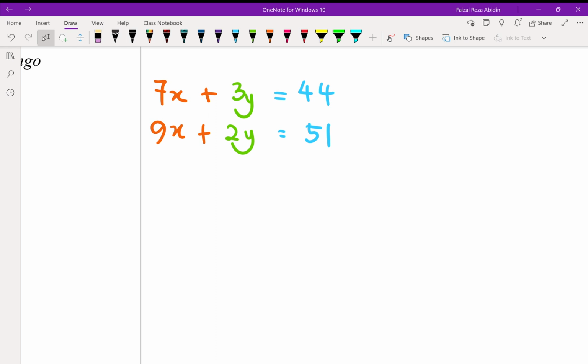Okay, so which method are you going to use? Graph lah, graph tak nak. So have 2 methods. Which method are you going to use? Elimination. Okay, your friend said she chooses elimination. So with elimination, you are going to decide either you are going to eliminate X or you are going to eliminate Y.